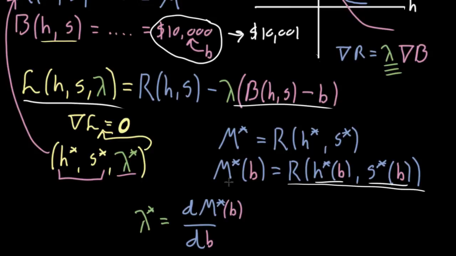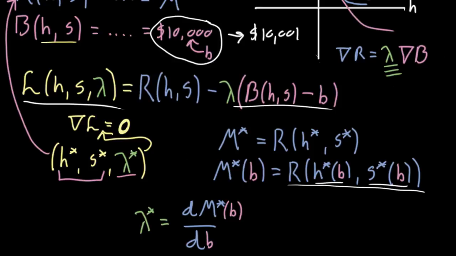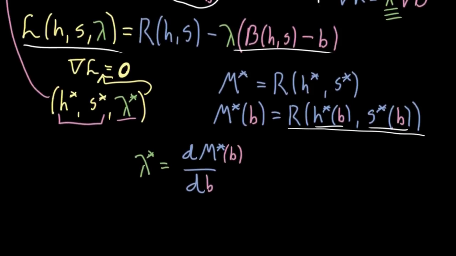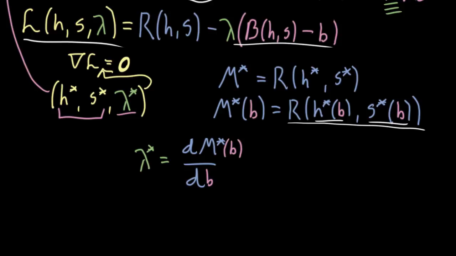So why on earth is this true, right? This just seems like it comes out of nowhere. Well, there are a couple clever observations that go into proving this. The first is to notice what happens if we evaluate this Lagrangian function itself at this critical point, when you input H star, S star, and lambda star.